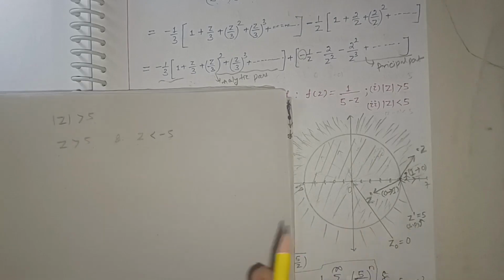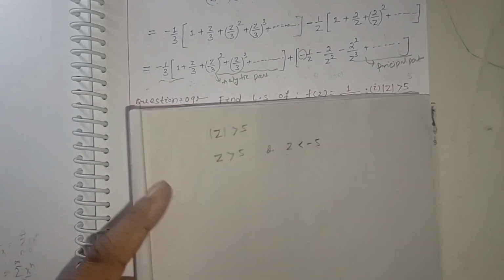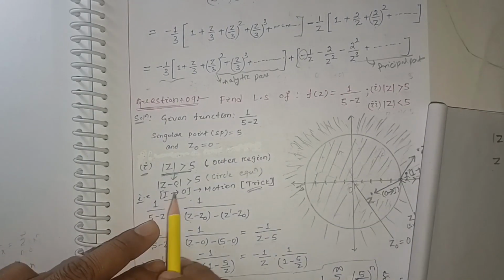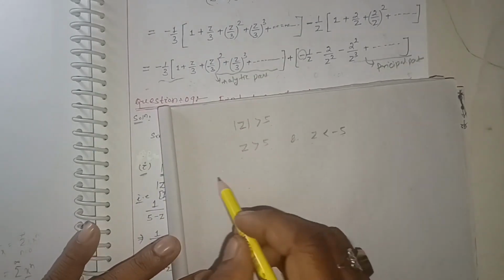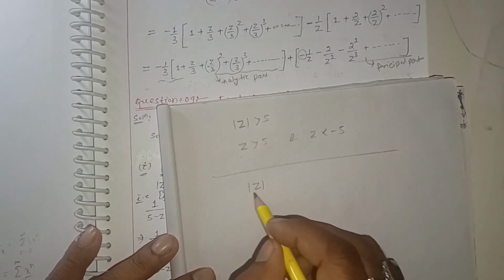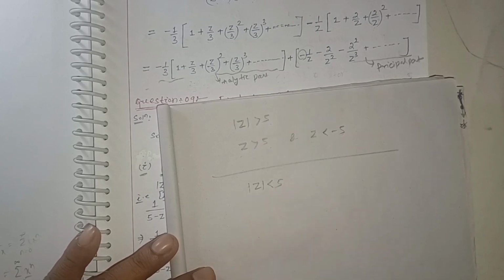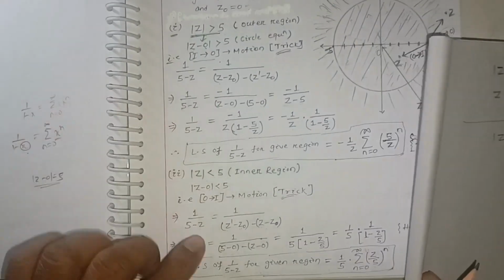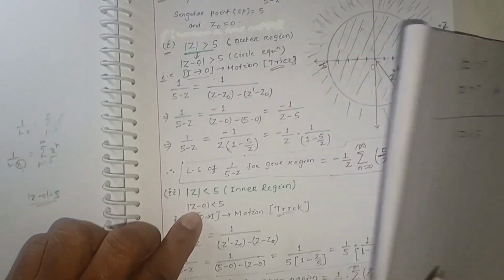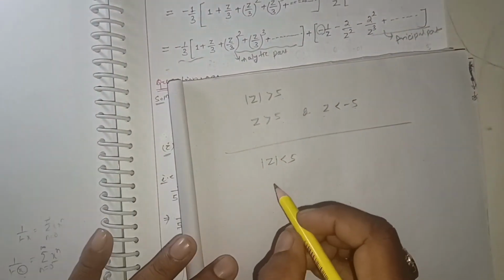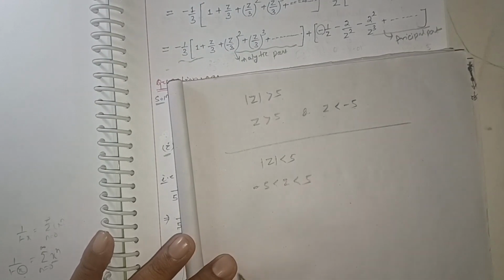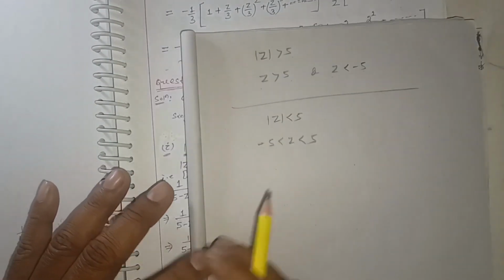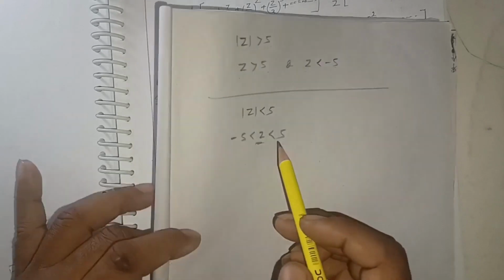So here I have drawn it in the circular method, or circle method. I suggest that you just consider this circle method, it will be easy for you. Likewise, suppose in the mod function it is given that |z| less than 5, that is your second case. When |z| is less than 5, the range is minus 5 to 5. That means z will be in between minus 5 and 5, that means the inner region.